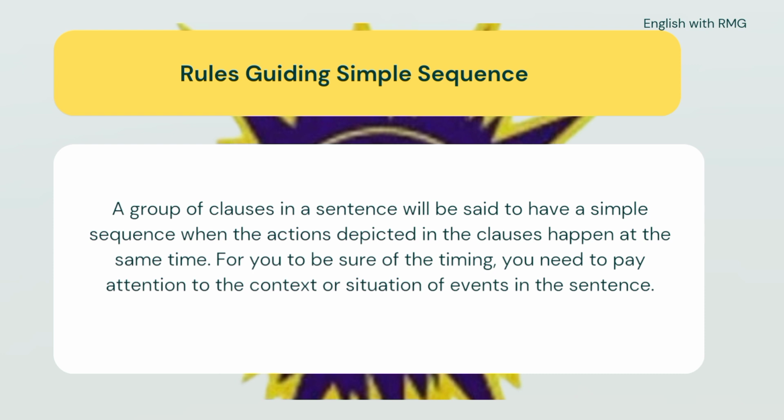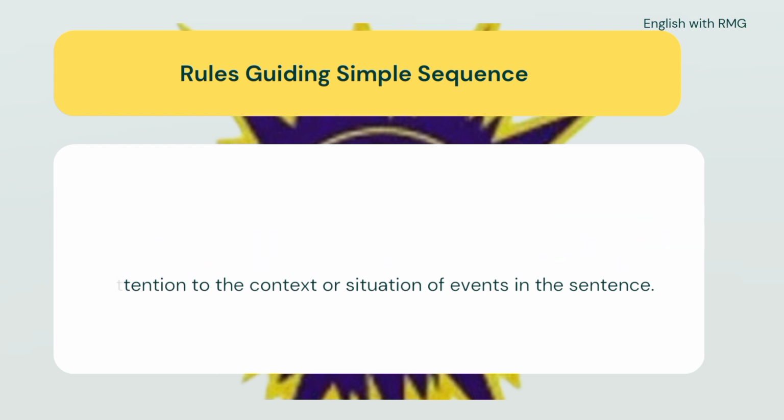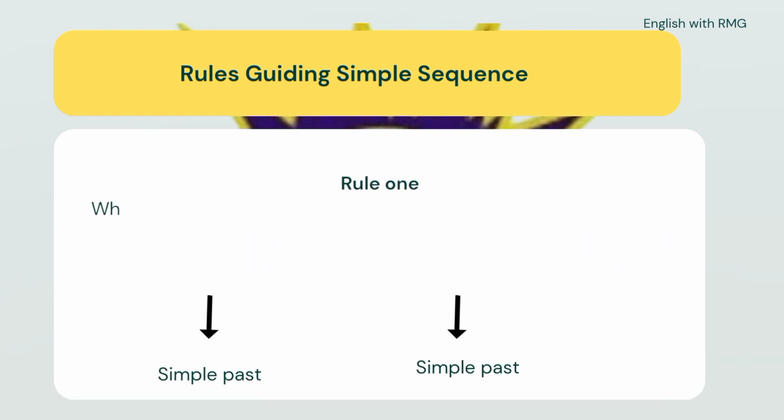So how do you know if it happened at the same time or not? All you need to do is pay attention to the time of event that is expressed in the sentence. So you need to always pay attention to the context when you are trying to answer any question on sequence of tenses. Do you understand? It is very crucial to picking the correct answer. Pay attention to the context.